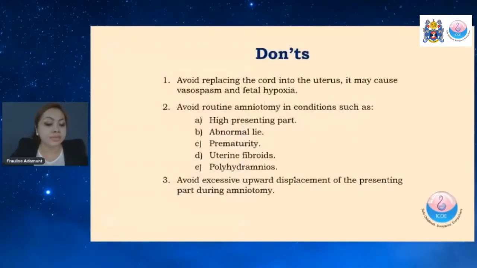Likewise, there are things that you shouldn't do in cord prolapse situations. Do not push the cord back into the uterus, because it may cause vasospasm and fetal hypoxia. And don't do an amniotomy if the mother already has a risk factor, as discussed in the earlier slide, such as high presentation, abnormal lie, prematurity, uterine fibroid or polyhydramnios, and avoid any excessive upward displacement of the presenting part during the amniotomy.